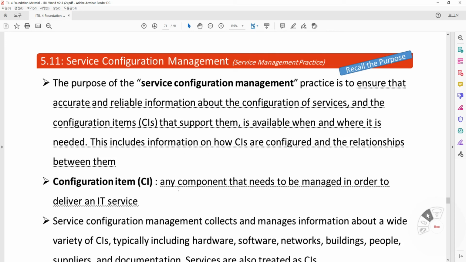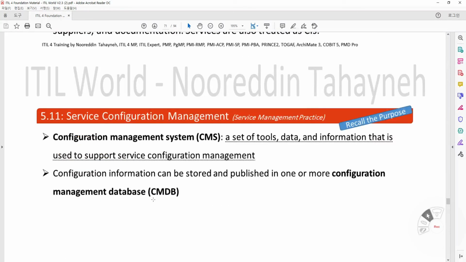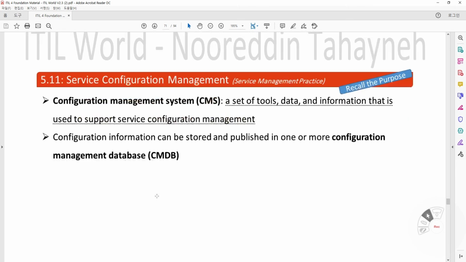Configuration item: any component that needs to be managed in order to deliver an IT service. Service configuration management collects and manages information about a wide variety of CIs, typically including hardware, software, networks, buildings, people, suppliers, and documentation. Services are also treated as CIs. Configuration management system, CMS: a set of tools, data, and information that is used to support service configuration management. Configuration information can be stored and published in one or more configuration management databases, CMDB.